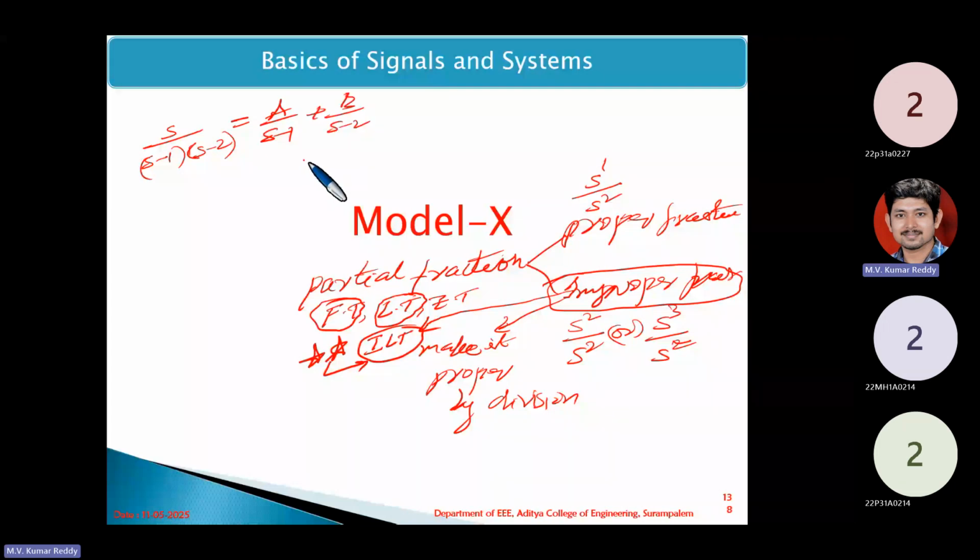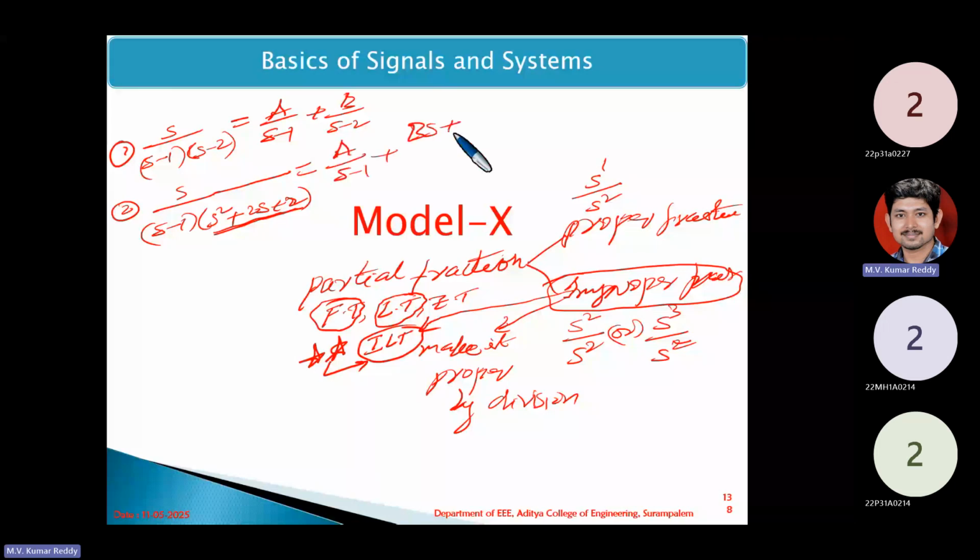Okay, this is the first method. Second method is s by (s minus 1)(s square plus 2s plus 2). So the factors cannot be done. Okay, the factors cannot be done. So a by (s minus 1) plus (bs plus c) by (s square plus 2s plus 2). This is the second method.